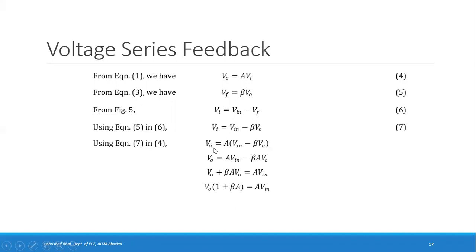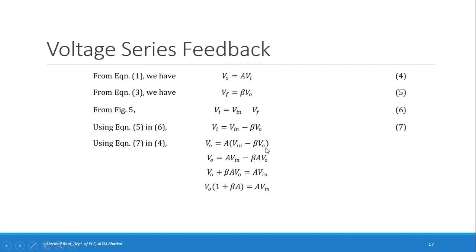So using this, we have got an expression for Vi, that is Vin minus beta V naught. If I use this in equation number 4, equation number 4 was V naught is equal to A times Vi. So in place of Vi, I can write Vin minus beta V naught. So it will become V naught is equal to A into Vin minus beta V naught.